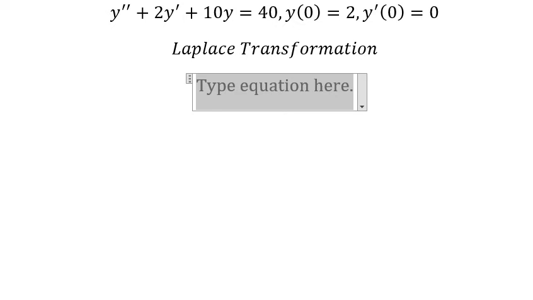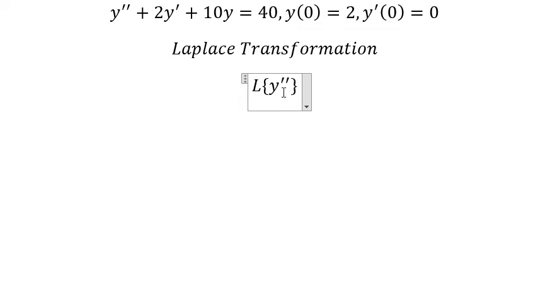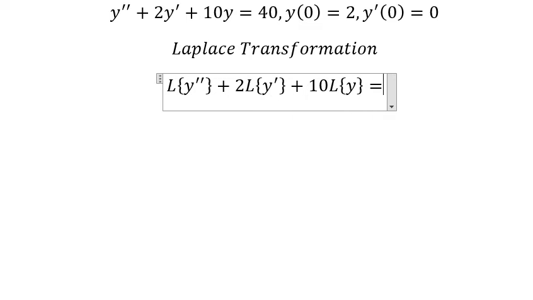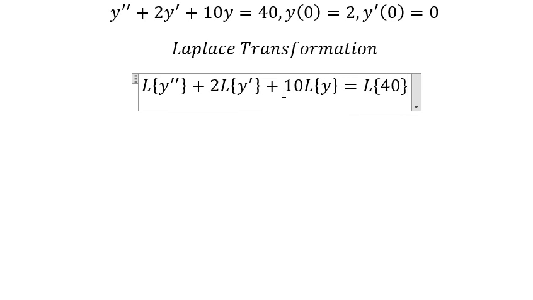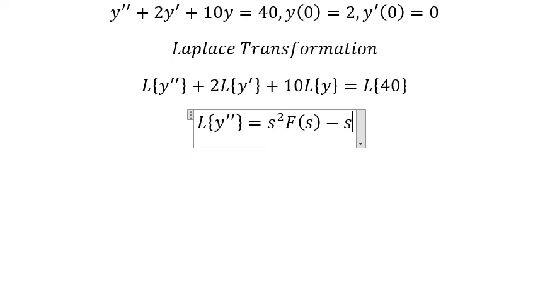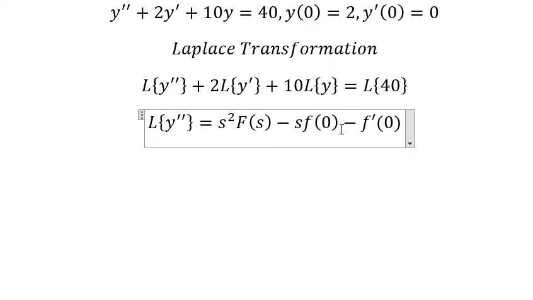First, we need to apply L, the Laplace transform, to both sides. Now we have the formula for this one. We will have s square capital F of s, and we have s f of 0 and the first derivative of the function at 0.